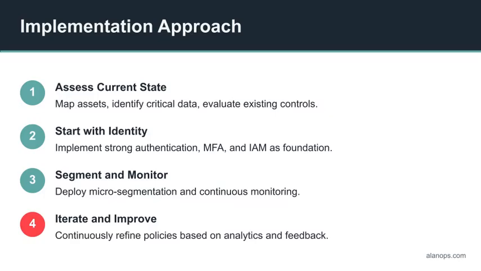Step 2. Start with identity. This is foundational. Implement strong authentication, MFA, IAM. Get this right first. Step 3. Add segmentation and monitoring. Deploy micro-segmentation to limit movement. Turn on continuous monitoring for visibility. Step 4. Iterate and improve. Continuously refine policies based on what you're seeing. This is not a project with an end date. It's an ongoing process.